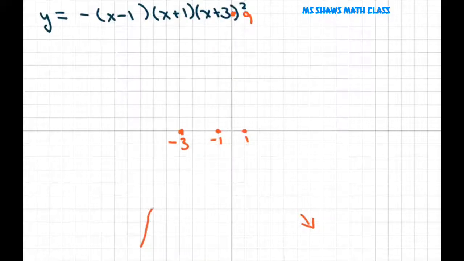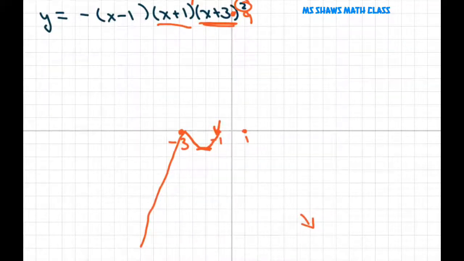So as we go to -3, that -3 goes with this part. The multiplicity is 2. That means I can't cross the x-axis. I have to make a U-turn and come back like this. We're not going to worry about the exact values of our minimum there. We'll save that for another video. So now at -1, that's this portion. My multiplicity is 1, which is an odd number. So I'm going to go up, whoops.